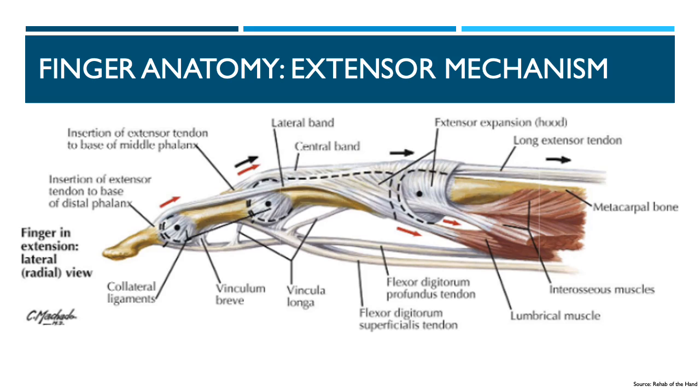And then that central band will continue to cross over the PIP and attach just to the dorsal base of the middle phalanx. The lateral bands are splitting, so they go to either side of the PIP joint, and they attach dorsally. They kind of come back and join together on the distal phalanx. The lateral bands are really important because that's where the lumbricals and the interosseous muscles eventually insert.